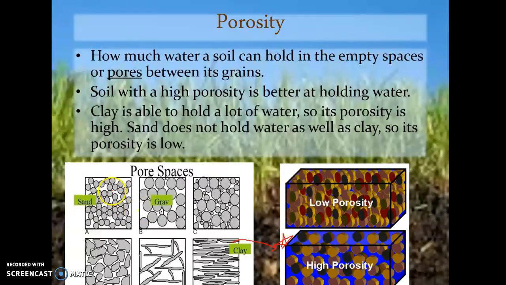Sand, on the other hand, does not have a lot of spaces between its particles, and it doesn't hold water well. If you've ever poured water through sand, you might notice it flows through quickly because sand has a low porosity. Whereas if you took a chunk of clay and tried to pour water through it, it would hold that water and become sticky because it has a high porosity.